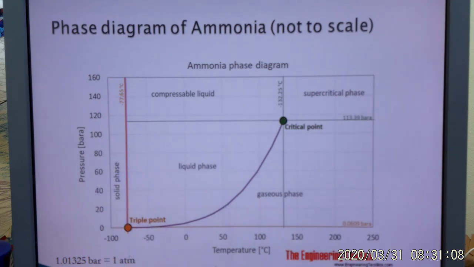So that's how you use a phase diagram to interpret how your substances are behaving. So be aware of the different parts on a phase diagram so you can interpret phase diagrams.